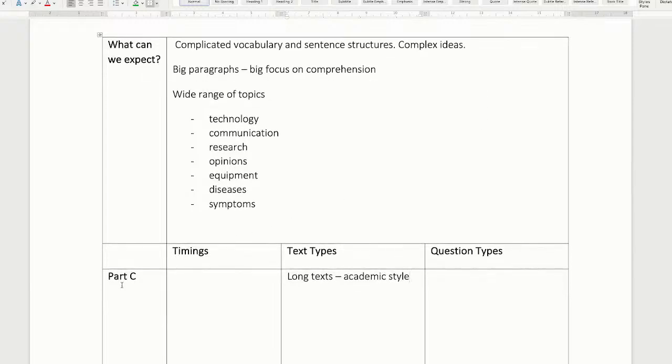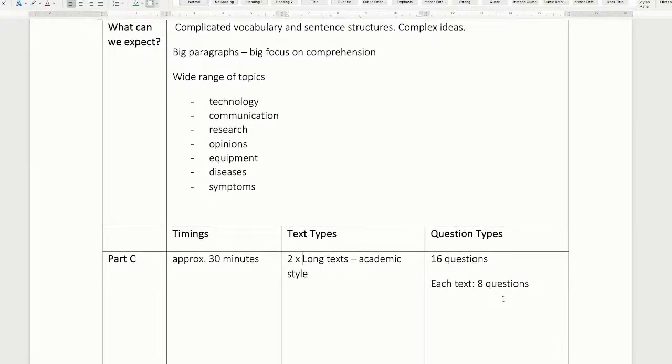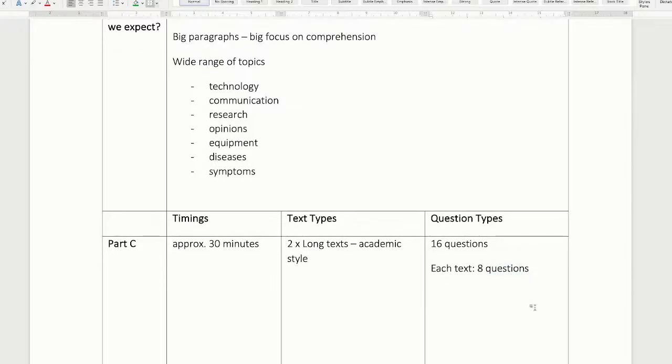Now, in terms of timings, in Part B and C, there's 45 minutes. So in Part C, people normally have approximately 30 minutes to do 16 questions. The way that those questions are split up is each text has 8 questions. We've got 2 long texts in an academic style with multiple paragraphs, quite complicated vocabulary, and each text has 8 questions. The questions are MCQ4, and that means multiple choice with 4 options.